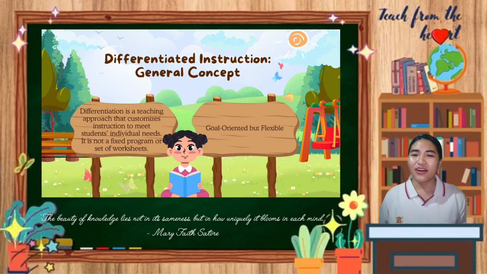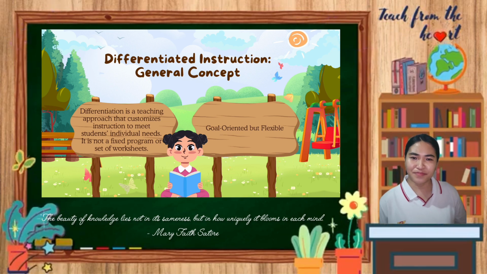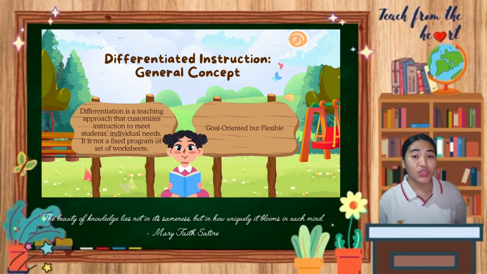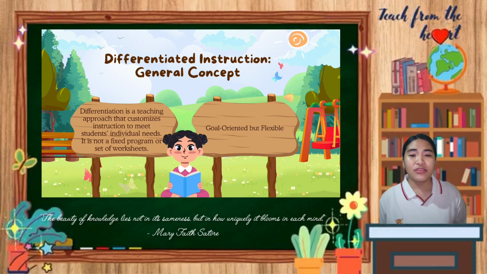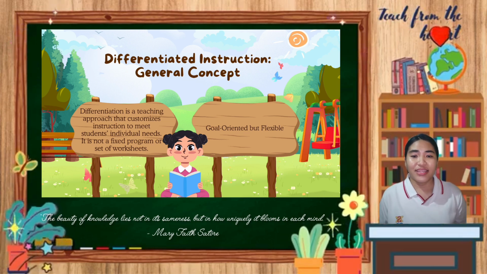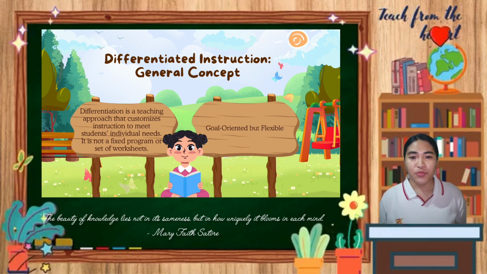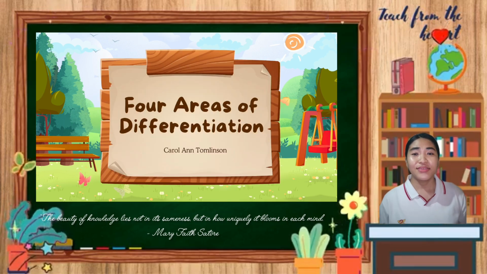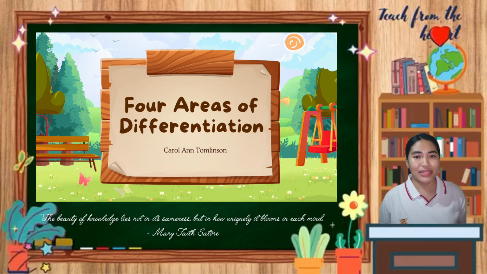For the second bullet, we have goal-oriented but flexible. It talks about flexibility. So all students work toward the same learning goal, but the pathways and methods vary. Differentiation recognizes that while the end target is the same, students learn differently and need varying supports, pacing, and experiences to succeed. So now we have the four areas of differentiation according to Carol Tomlinson.